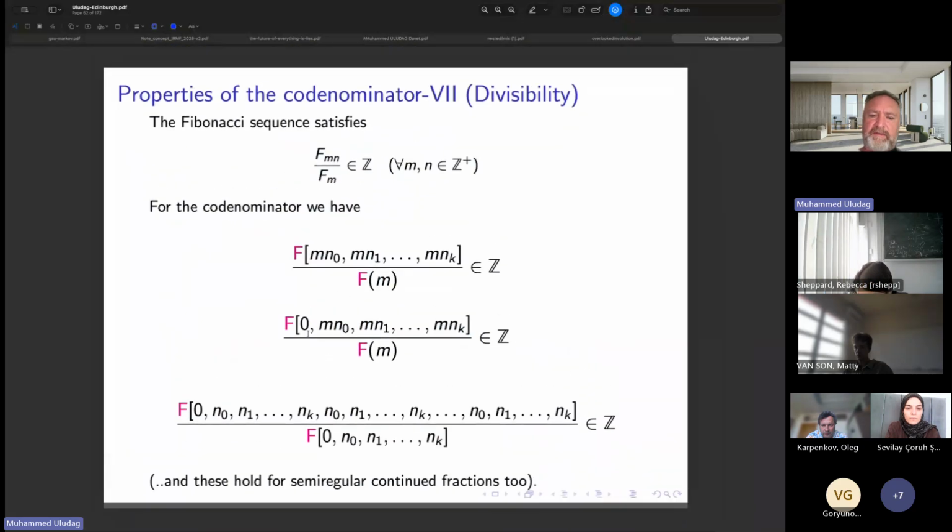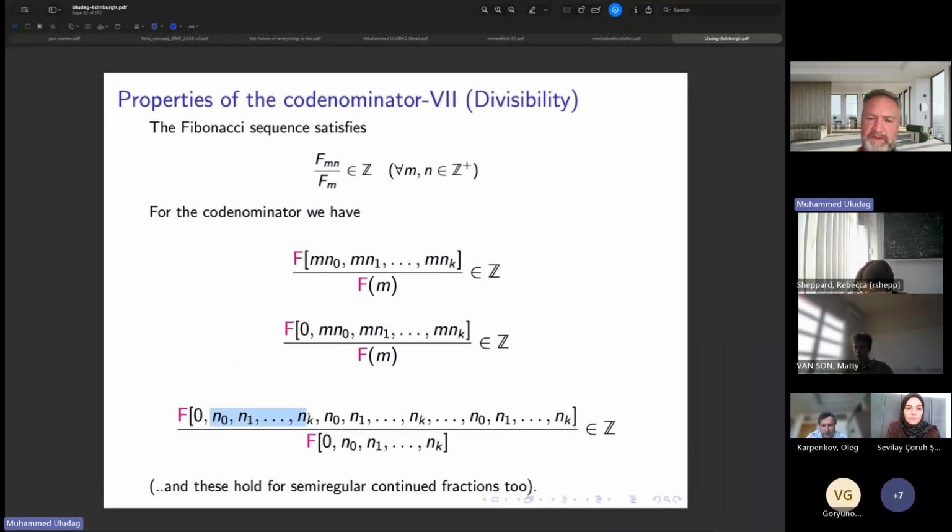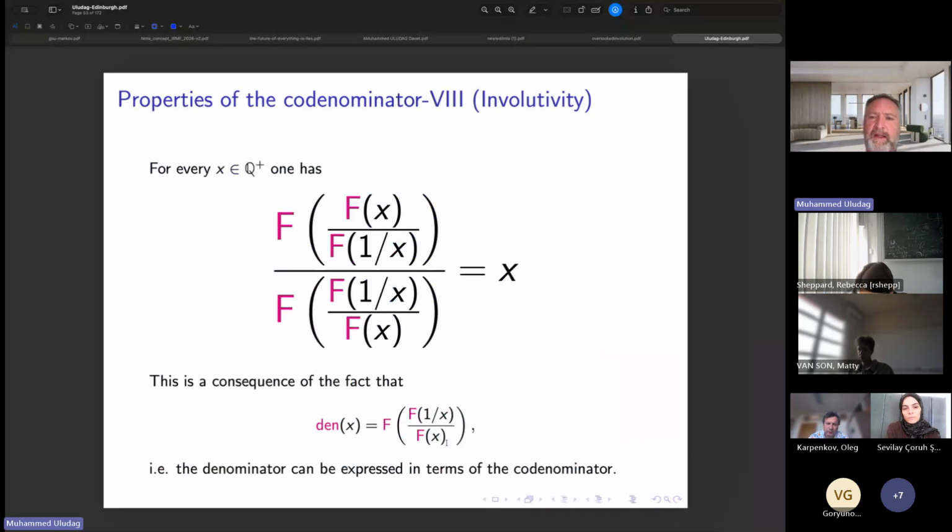Similarly, if we repeat the continued fraction several times, this, again this, again this, as many times as you wish, this is always divisible by the codenominator of this. And there's a version of these formulas for semi-regular continued fractions as well. We also have the involutivity property of the codenominator.